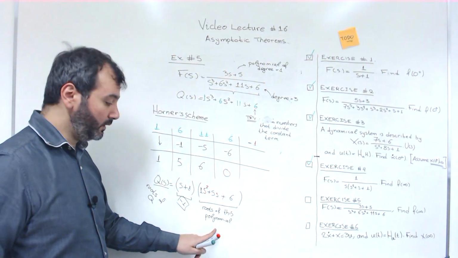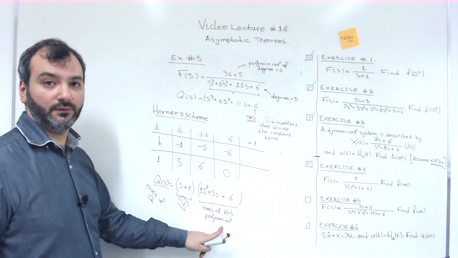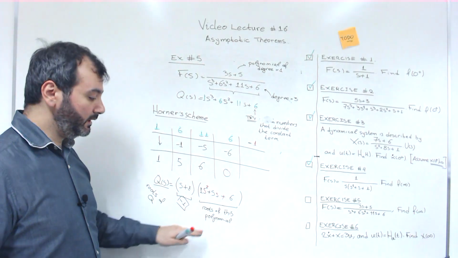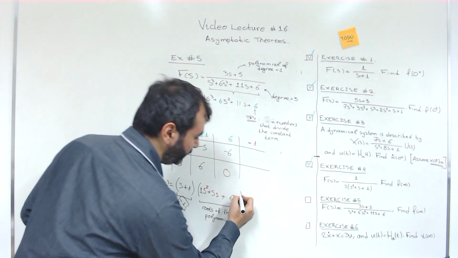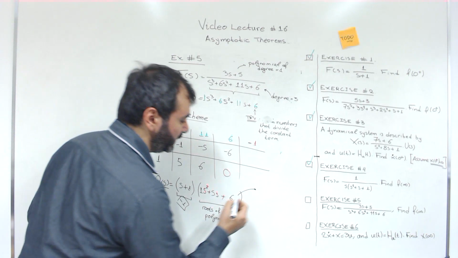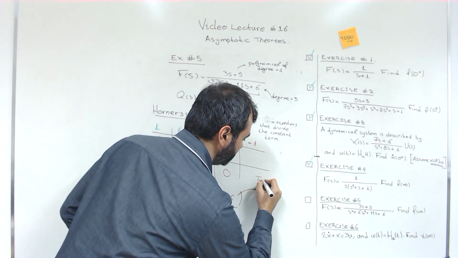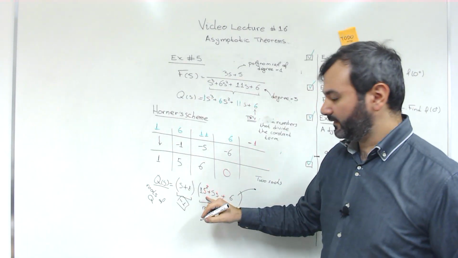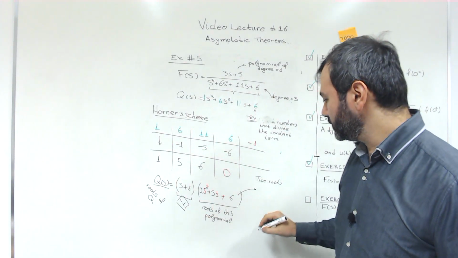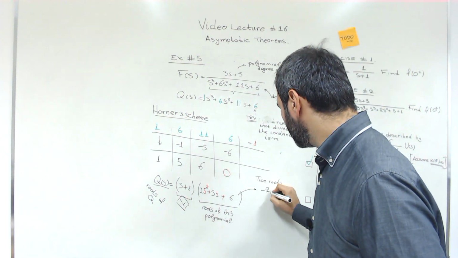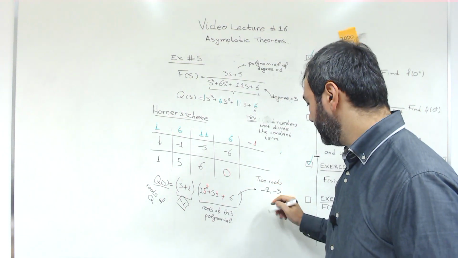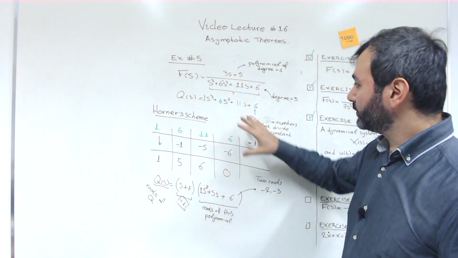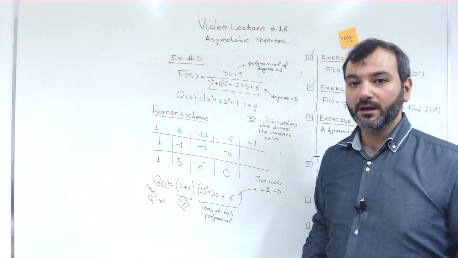And this is why Horner's scheme is very useful for finding roots of third, fourth, fifth, and so on order degree polynomials. If you obtain the discriminant and so on and so forth, you will find that the other two roots are -2 and -3. So this is negative, this is negative, this is negative. All the roots of this polynomial are negative.